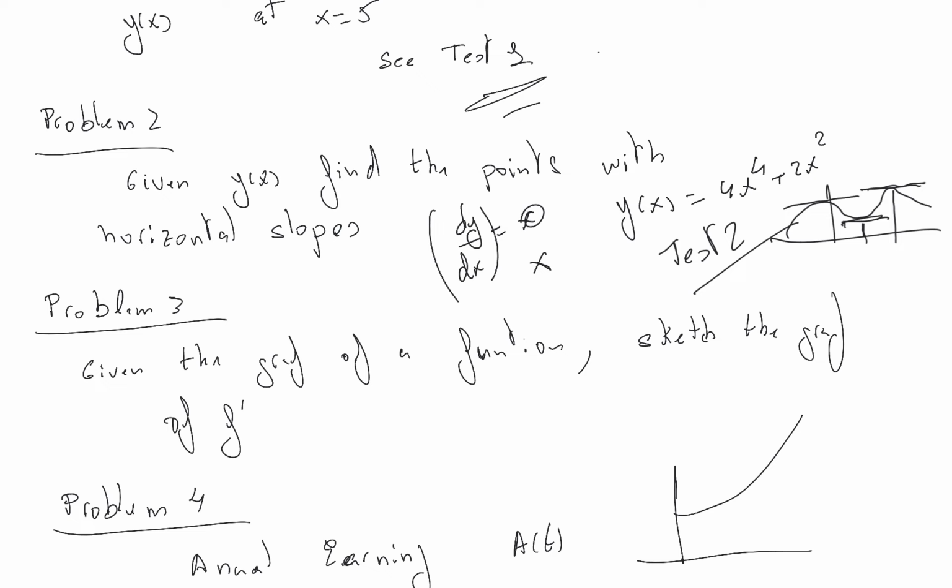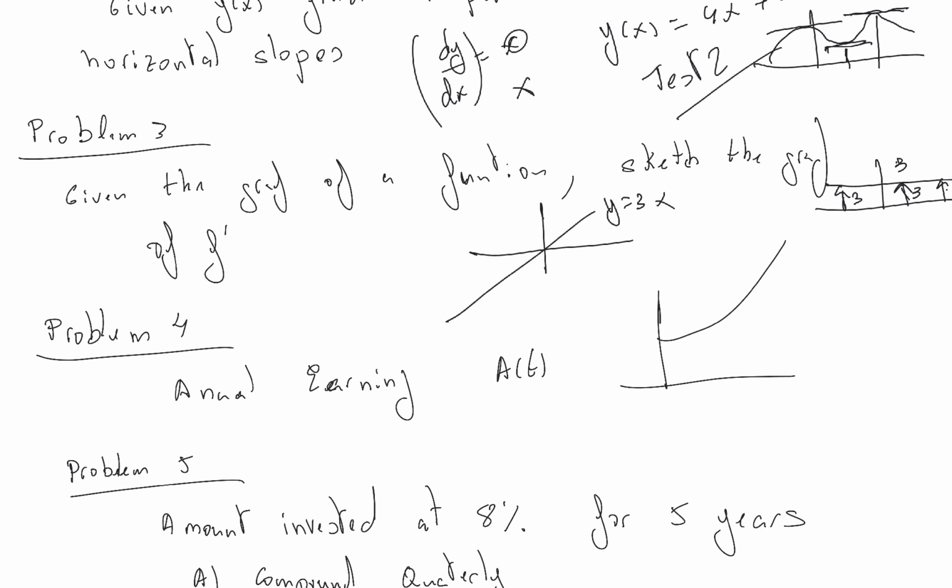Problem 3. Given the function, let's say a rectilinear line, let's say y equals 3x. Graph the derivative of the function. Well, the derivative of y equals 3x is 3, so the graph of the derivative will be 3. So this is 3, and this is 3, forever. On the test you will find problem 3 very similar.